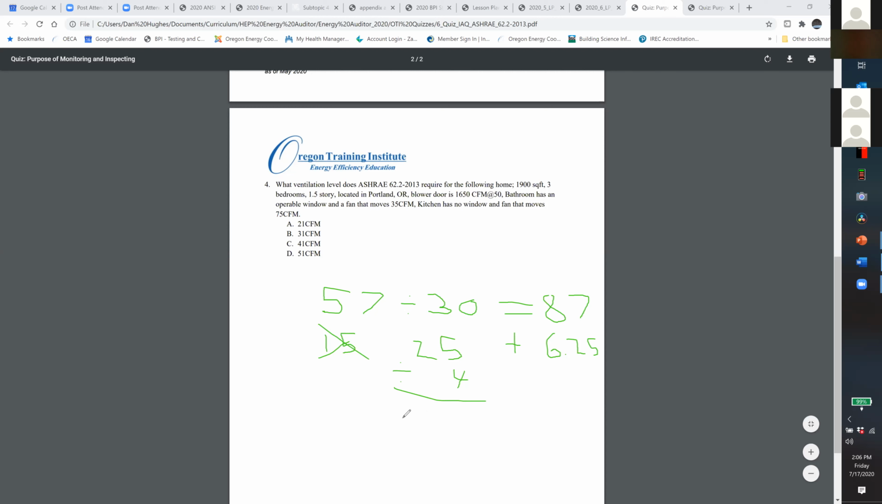The last step is going to be the infiltration credit. So we're going to take our CFM 50 and we got to convert it to a CFM natural. So to do that, we're going to take 0.0, see if I remember what this number is, 52.